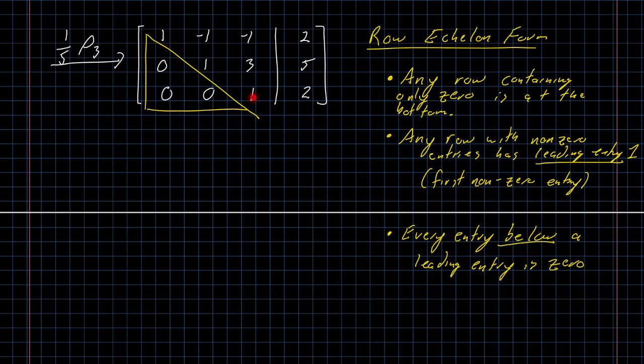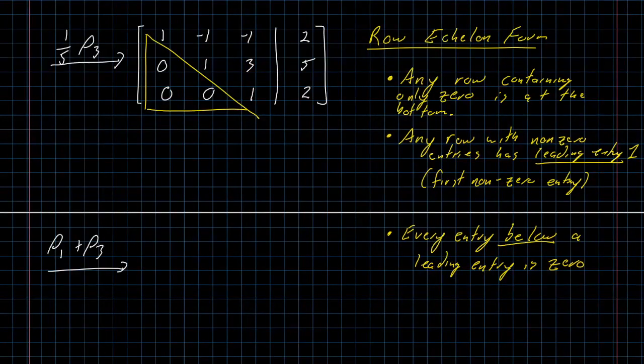I'll start with this one. It's the simplest row. It's got a leading entry of 1, and we've got some non-zero entries above it. So if I take row 1 and add row 3 to it, then the 1 and the -1 will cancel out, and I'll have a 0 there. And we've got the basic idea of row operations.